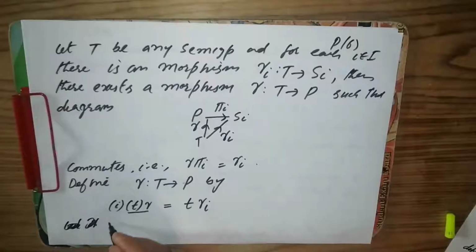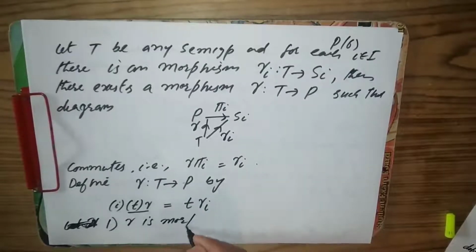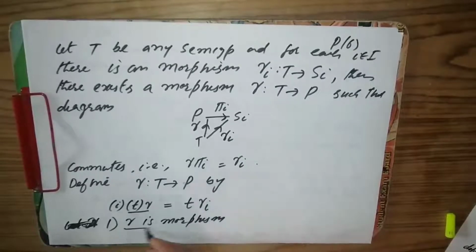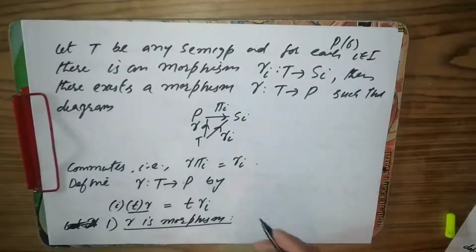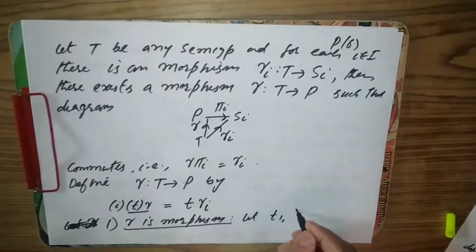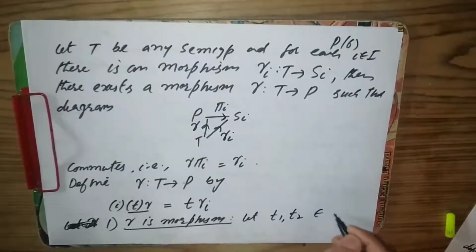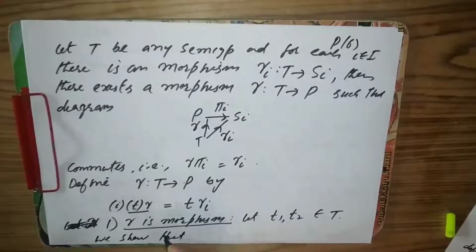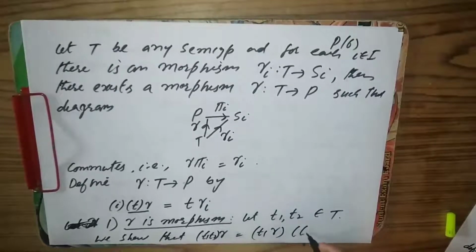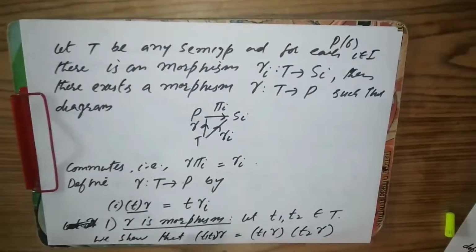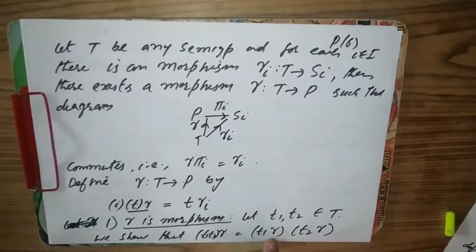First we prove that gamma is a morphism. For this we need to choose any two elements of T. Let T1, T2 belong to T. We show that (T1 T2) gamma is equal to T1 gamma T2 gamma. Okay, they should be the same.